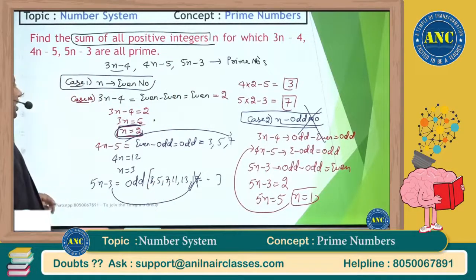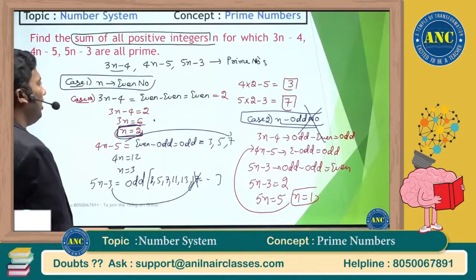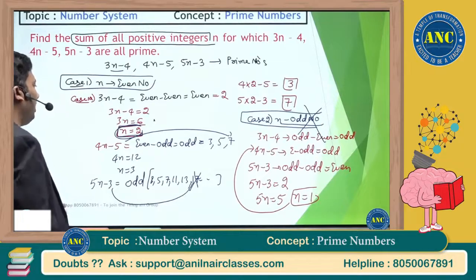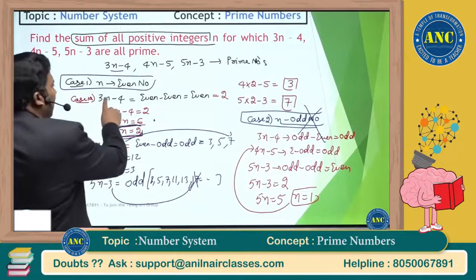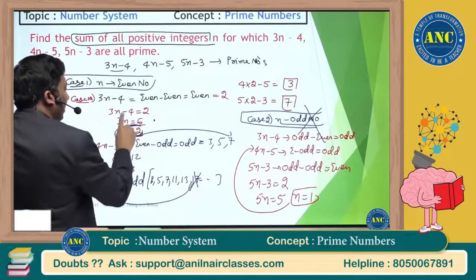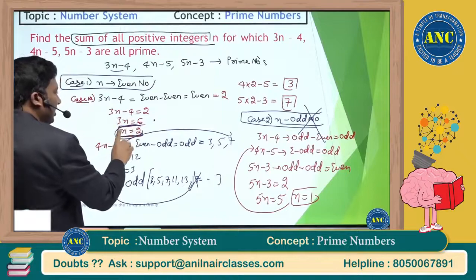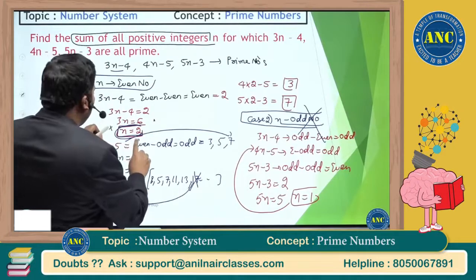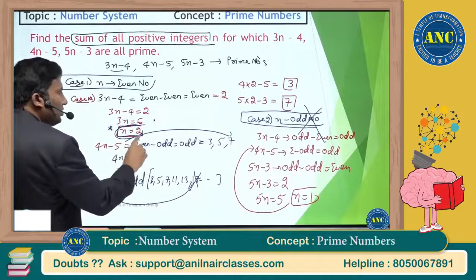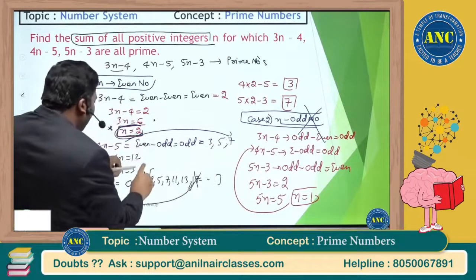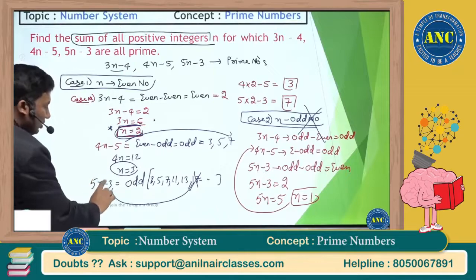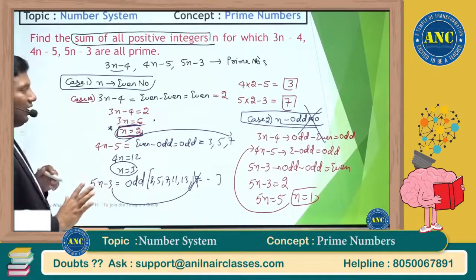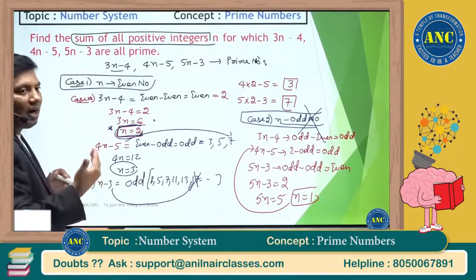Case number 1, n even number: which values are possible? Please check it out. Here 3n minus 4 is even. 3n is 6, n equivalent to 2. One value we got. 4n minus 5 is 7, n value 3. Another value we got. 5n minus 3 is 17, 5n is 20, n value another we got.